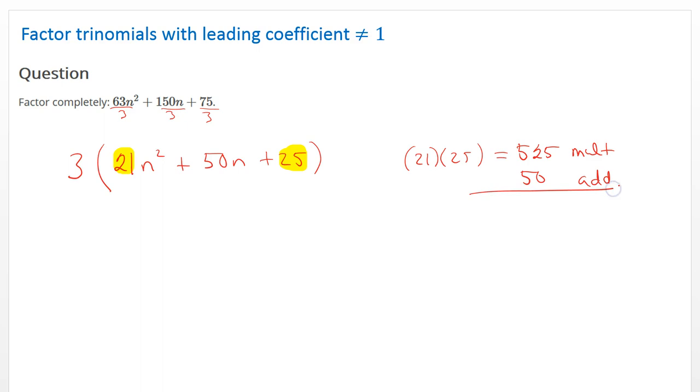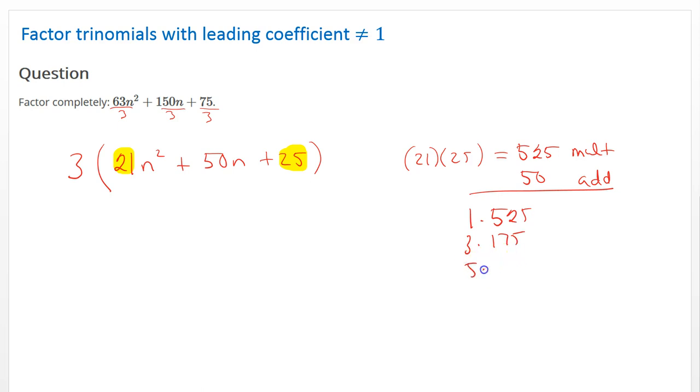Now when the numbers get big like this, it can be challenging to find the values that multiply to be this big number and also add to be 50. You can just start going through the factors. I mean, it could take a while. 1 times 525 certainly doesn't add to be 50. 2 doesn't go into 525. 3 actually does go into 525. See, 525 divided by 3 is 175, but clearly that doesn't add to be 50 either.